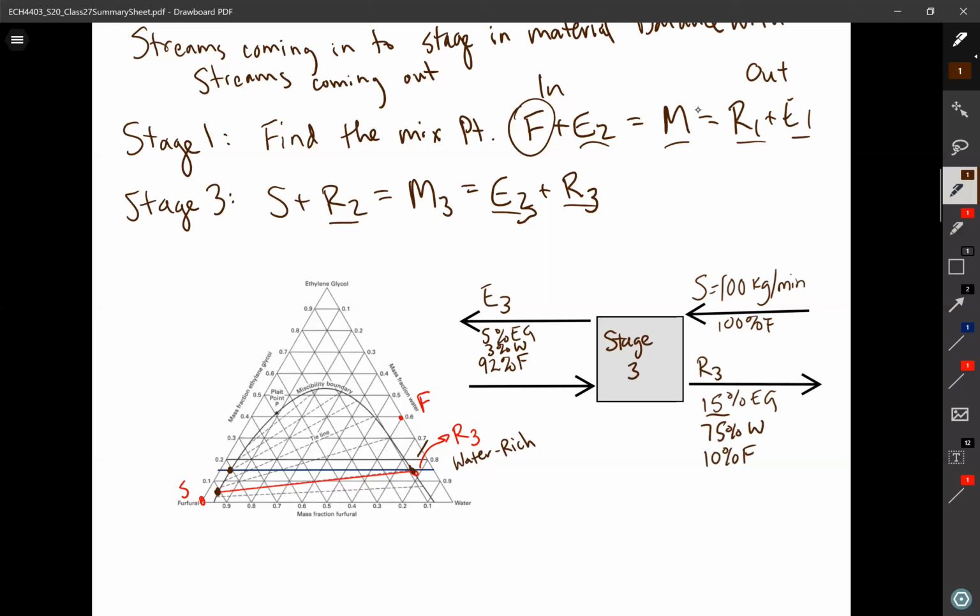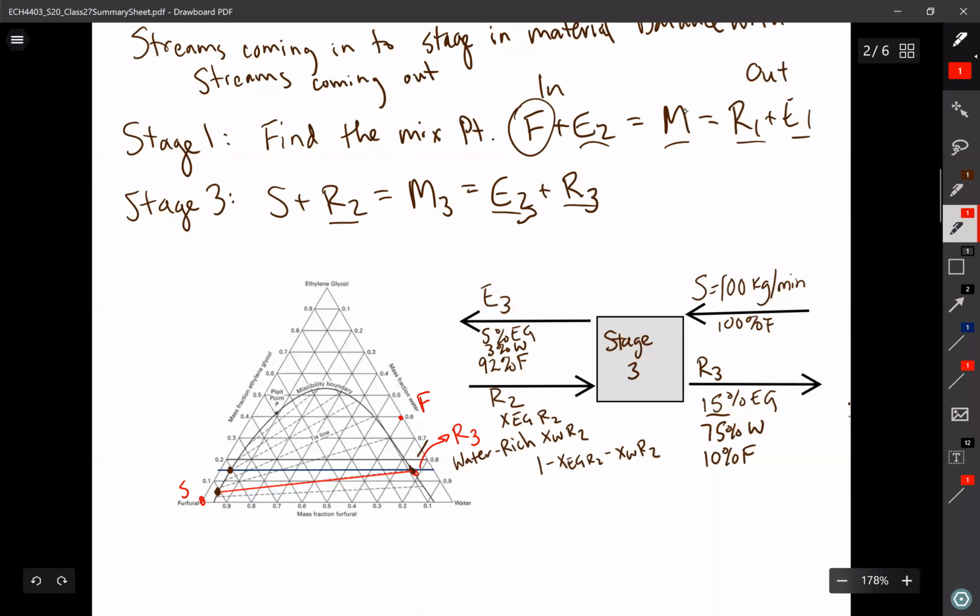So do I have enough information to solve this stage such that I can continue? So remember, I've got R2 here, and I've got X ethylene glycol R2, X water R2, and then I won't count the variable for furfural. I'll just say it's 1 minus X ethylene glycol R2 minus X water R2. All right, so pause the video here and do a degree of freedom analysis from this point to see if you can solve.